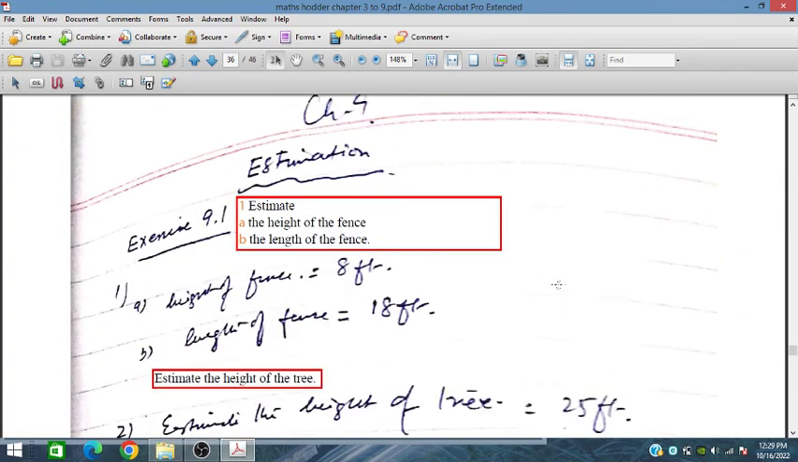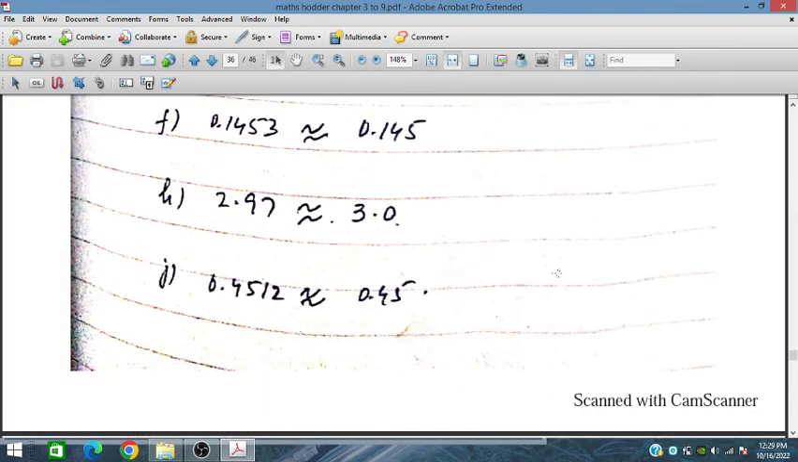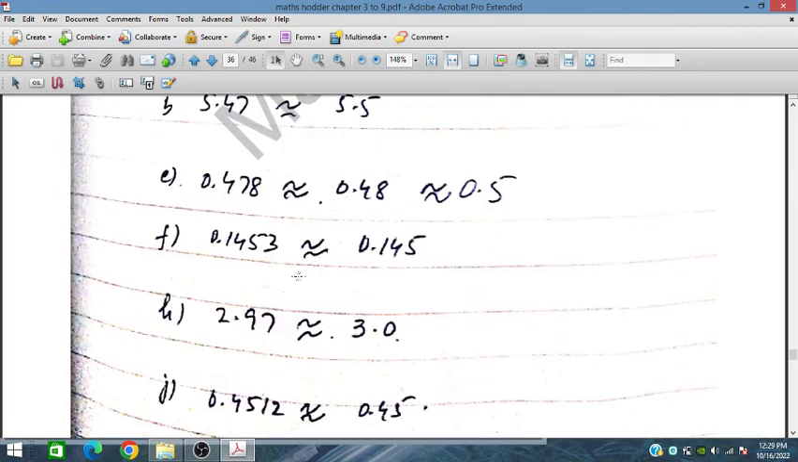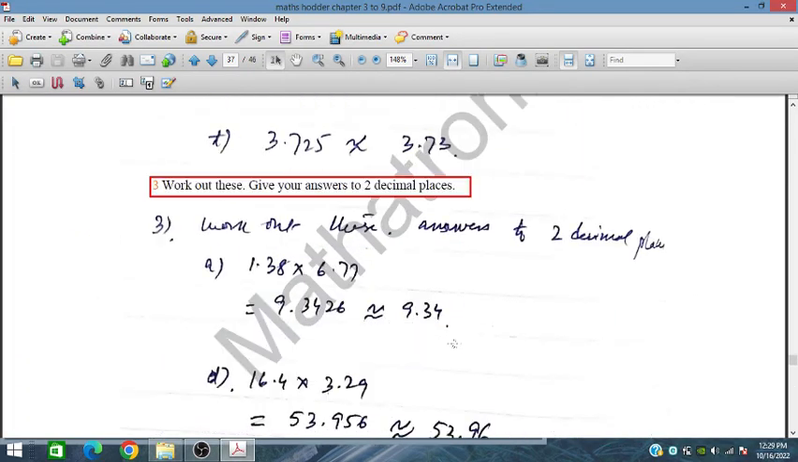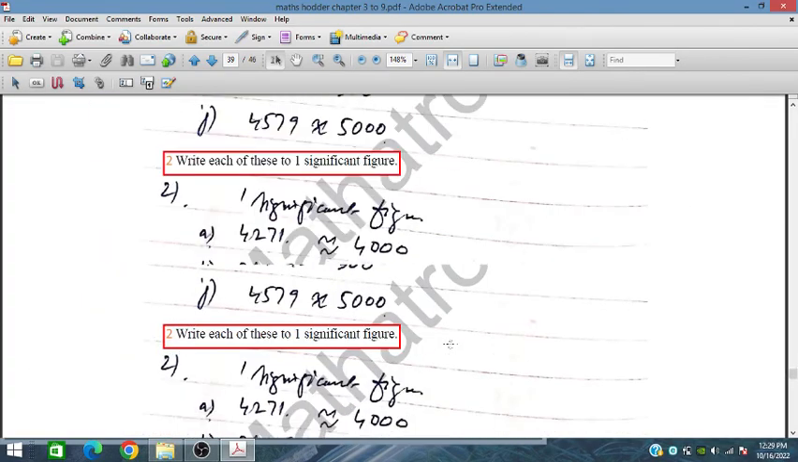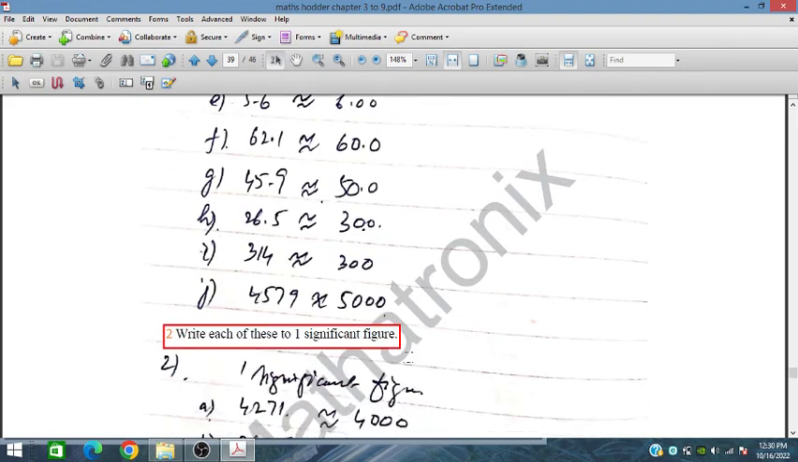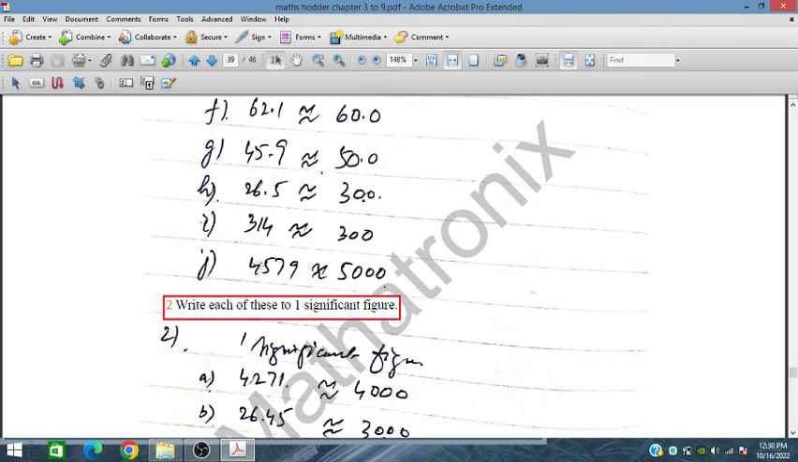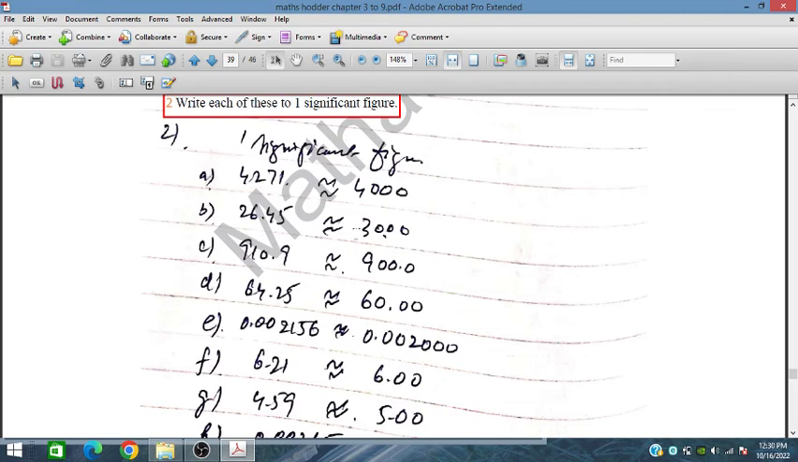Simple things. Estimations. Some of the estimations are given in the book, and we have calculated approximations and estimations. These are the numbers. Give the answers. 9.3, to one significant figure means we ignore this. One significant figure, ignore this, ignore this, ignore this. So this is the first significant figure. So this becomes 5,000. One significant figure is 4,000.